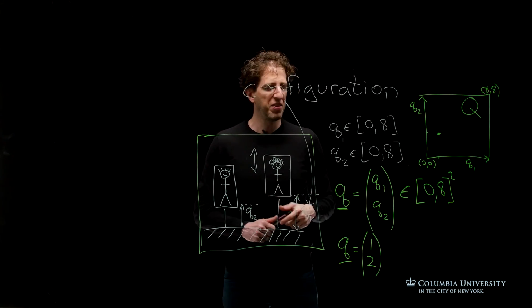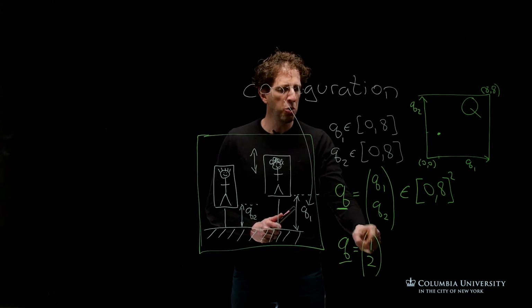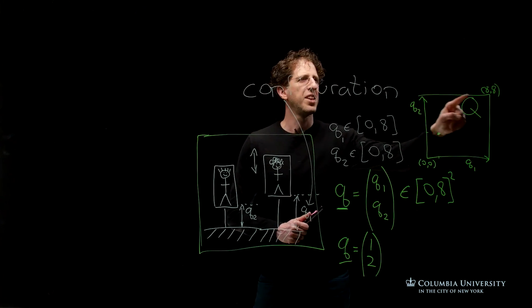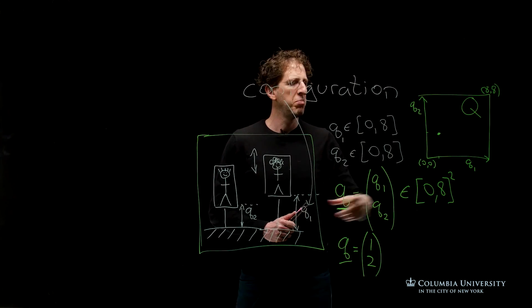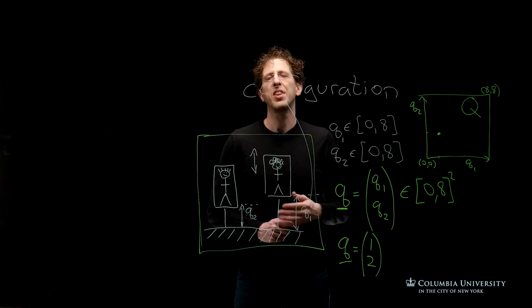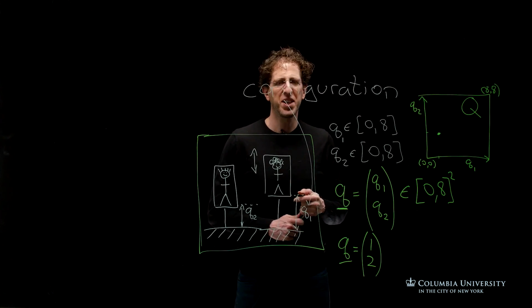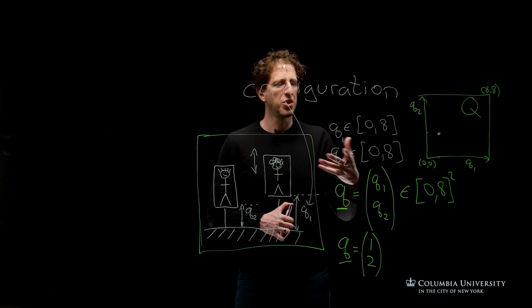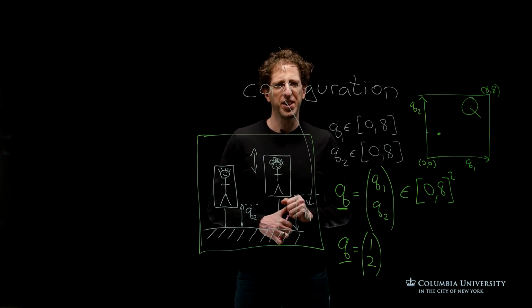Whereas when we have two elevators and we need two numbers to describe our configuration, we say that we are in a two-dimensional configuration space. So in general, the dimension of the configuration space is going to be how many real numbers you need to describe the configuration uniquely.